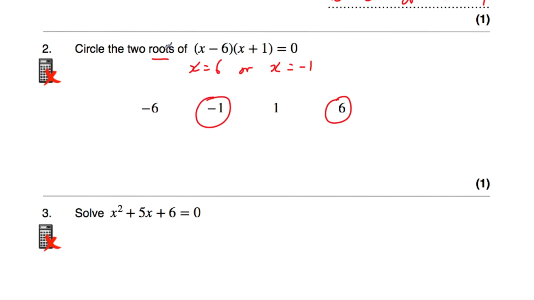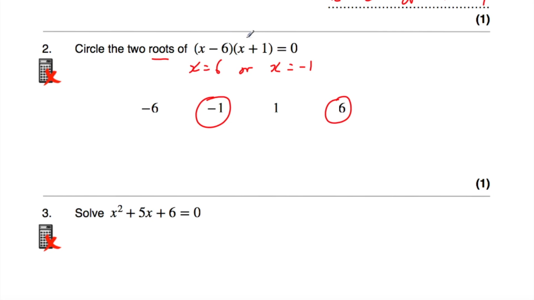So we've been asked to circle the two roots of x minus 6 times x plus 1 is equal to 0. Our two possible solutions would be either x equals 6 because 6 take away 6 is 0, or x equals negative 1 because negative 1 plus 1 is equal to 0. And that's it. And just to show you why the other two solutions wouldn't work, if x was equal to negative 6, in this bracket you'd have negative 6 take away 6, that's equal to negative 12.